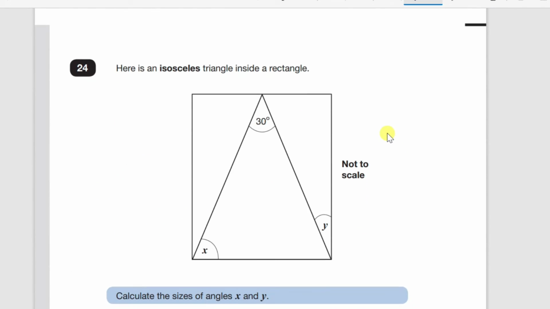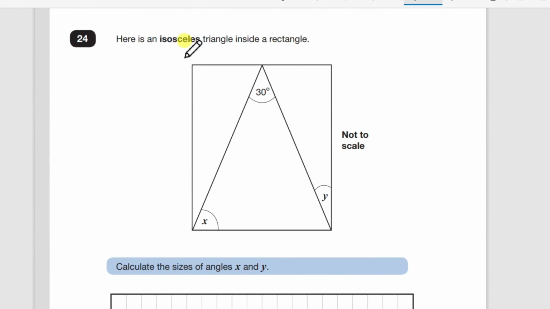All right. Next one. Here is an isosceles triangle inside a rectangle. Isosceles means that both sides are equal and both angles are equal. So if this is x, that also equals x. X values mean the same thing. But we can work this out right now. They want us to work out the size of angle x and y.